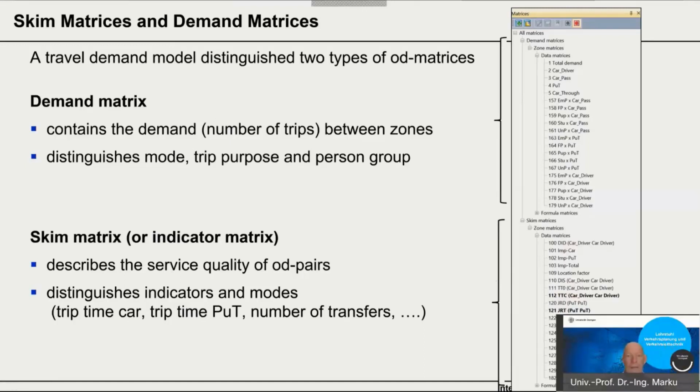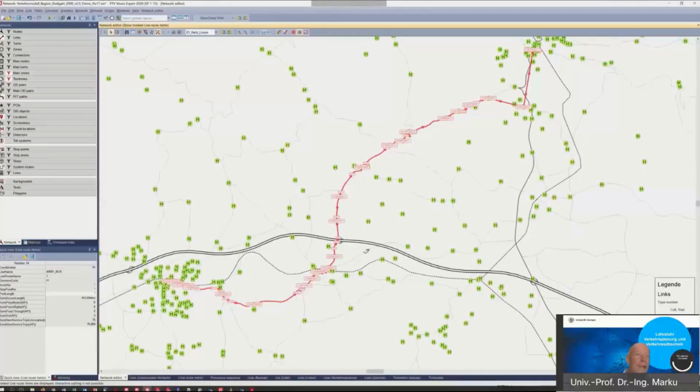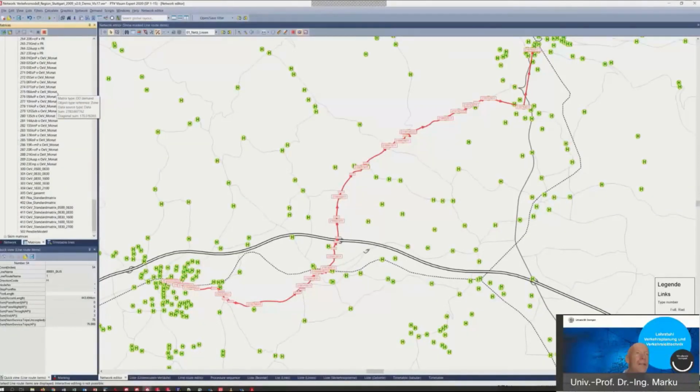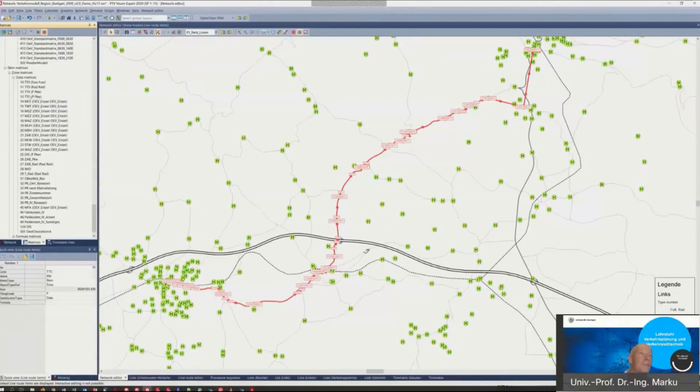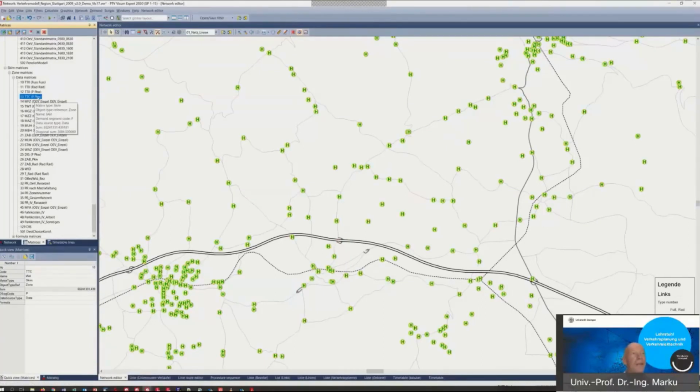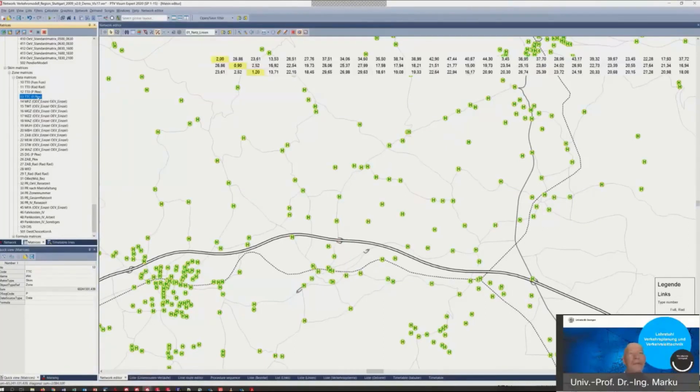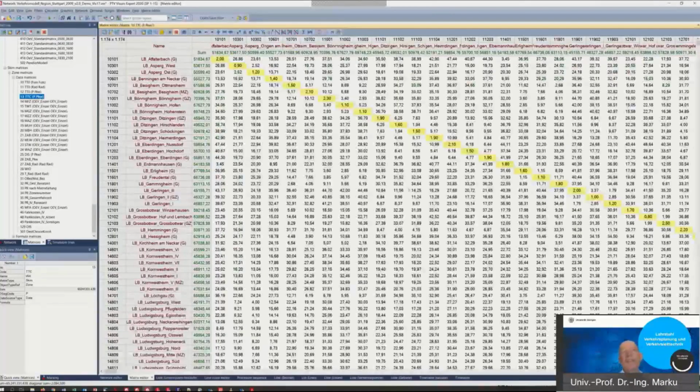If we look at our model here, we have matrices, and here you see a large number of matrices, different types of demand, and we have the skim matrices. And on the skim matrix, you would, for example, find something which here the travel time congested. This is a German model. This is why it says PKW for passenger car. And if you look at those values, here you would see the travel times for all origin destination pairs.